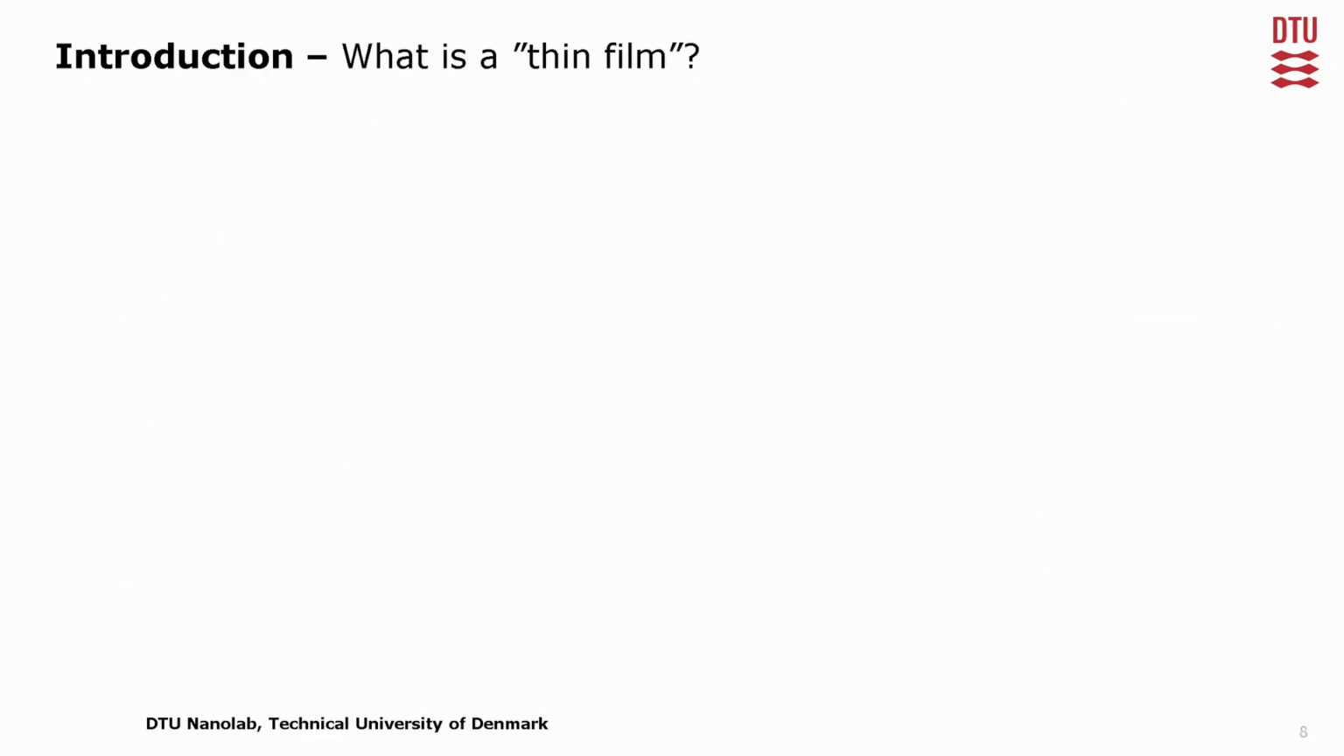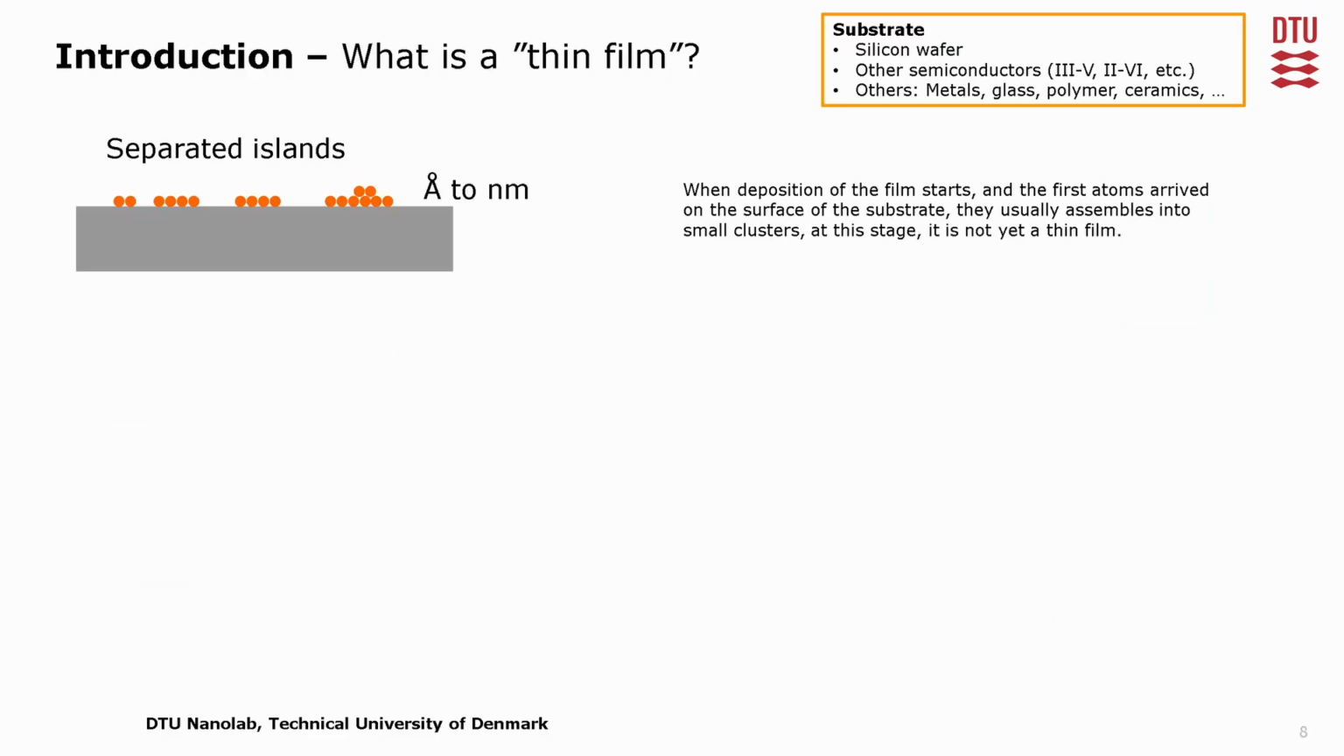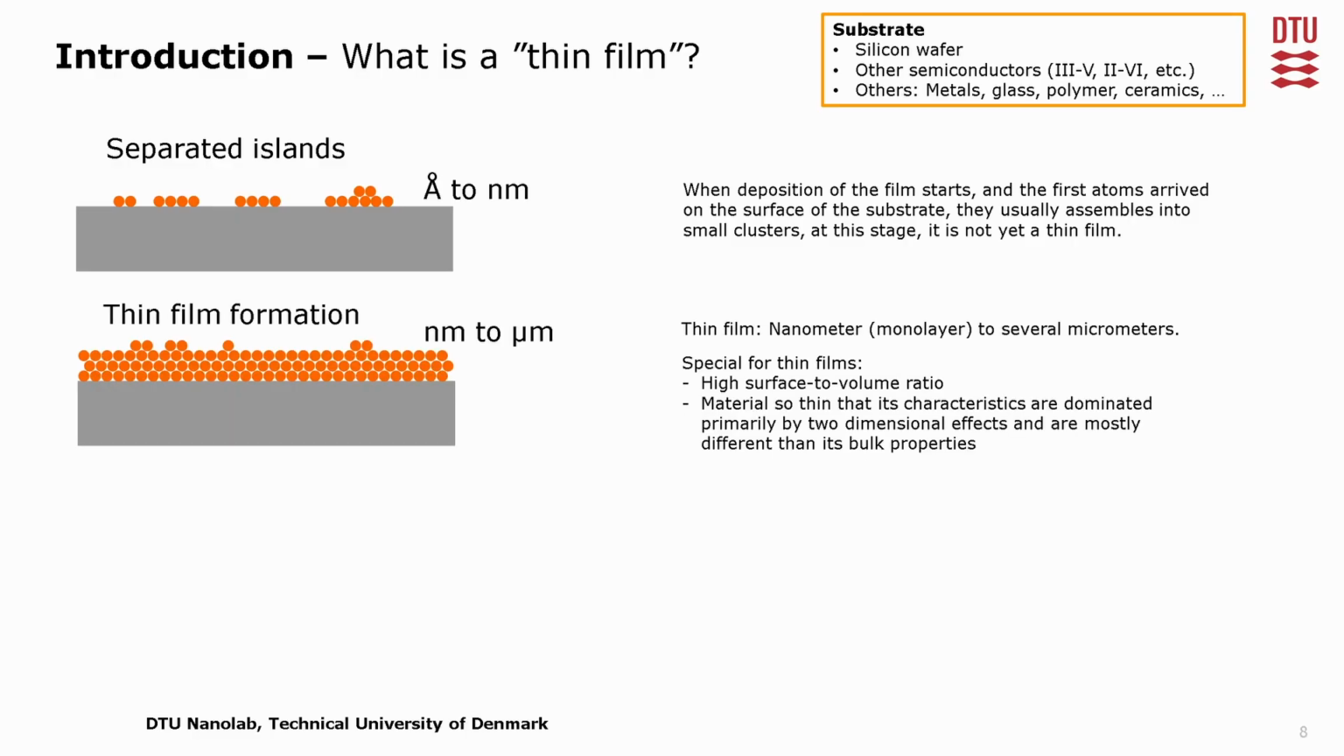What is a thin film fundamentally? Typically, you deposit a thin film on a substrate such as a silicon wafer, glass, fused silica wafer, or sapphire. There are also substrates, such as indium phosphide, used in the DTU photonics department. The deposition begins with atoms arriving on the surface, forming separated islands. As deposition continues, these islands migrate and eventually create a continuous layer. When a layer is a few nanometers to micrometers thick, it is considered a thin film.